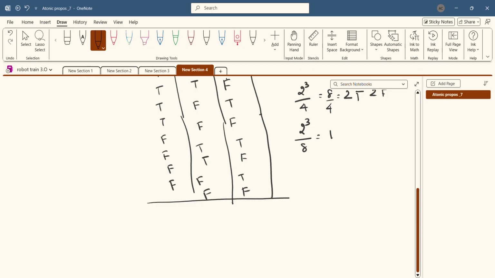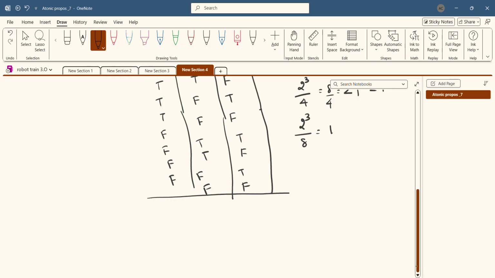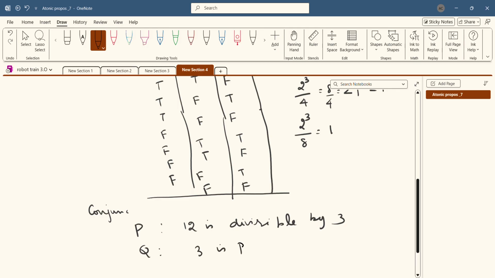Next we talk about the logical operators. Conjunction: any two propositions combined by the word and to form a compound proposition is called a conjunction. Suppose we have two simple propositions. P is: 12 is divisible by 3. The other proposition Q is: 3 is a prime number.